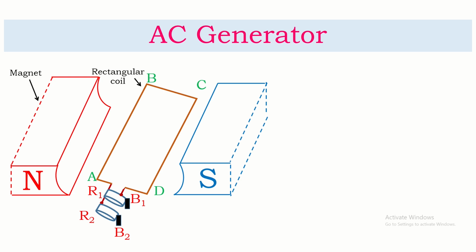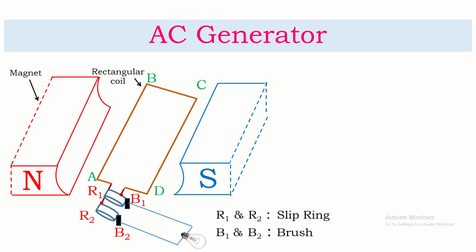If current comes to ring 1 and ring 2, it can be collected by brushes B1 and B2. And these brushes are connected to the load. I am showing only one load just for representation. It means R1 and R2 are slip rings, and B1 and B2 are the brushes.